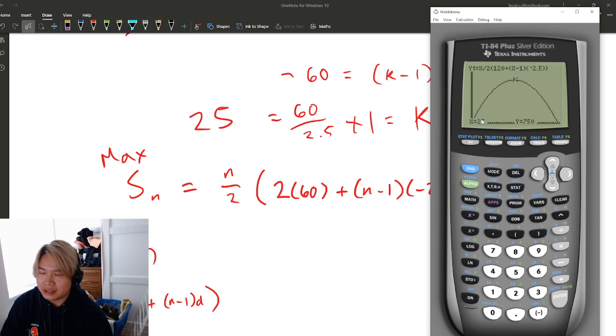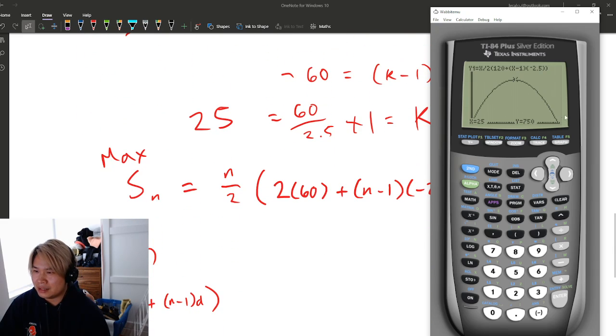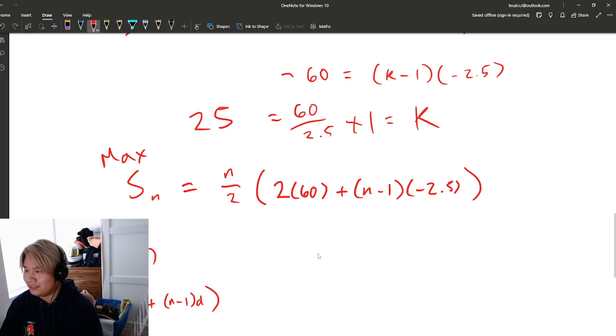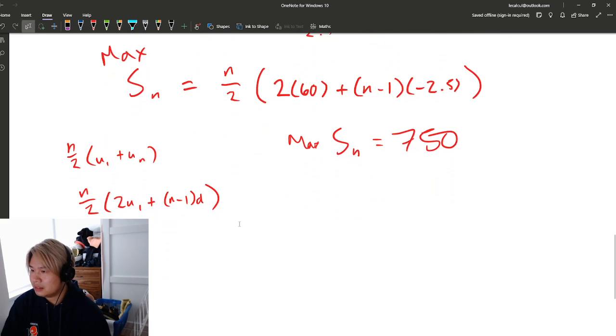Okay. Oh, it doesn't matter how many terms, they just want the maximum value. So the maximum value is 750, because whether you add the 24th or the 25th, oh, because the 25th we saw earlier was 0, it makes no difference. The maximum sum is going to be 750. So Sn max is 750. That's a little tricky.